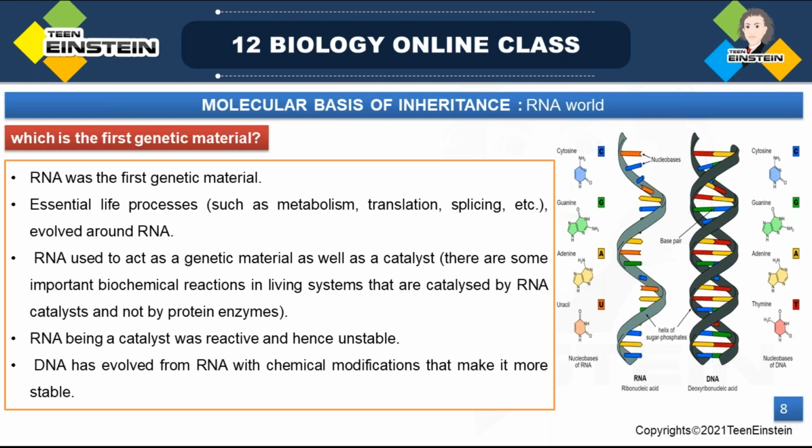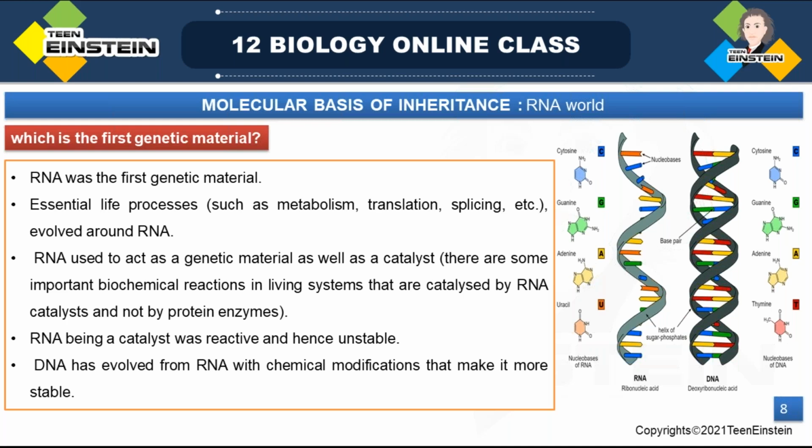Next is about RNA. So RNA world, in that, which is the first genetic material? Do you have any idea? Is it DNA or RNA? RNA. RNA was the first genetic material. Why are we saying like that? Because processes like metabolism, splicing, translation, or protein synthesis, all these are related to RNA. You know that protein synthesis is related to RNA. So the first genetic material must be RNA.